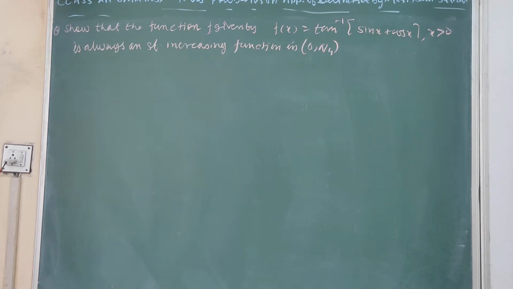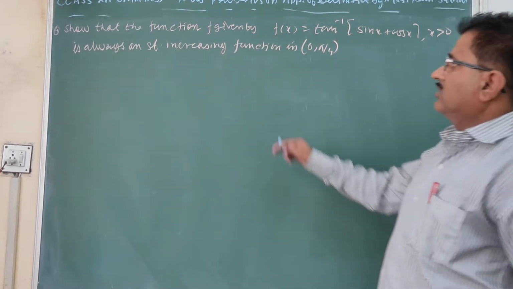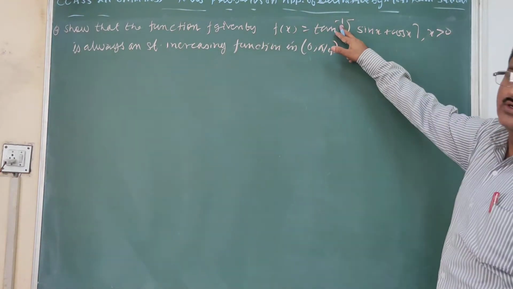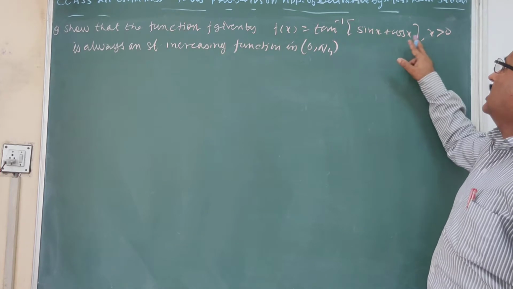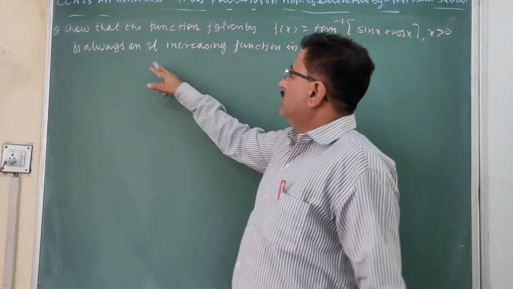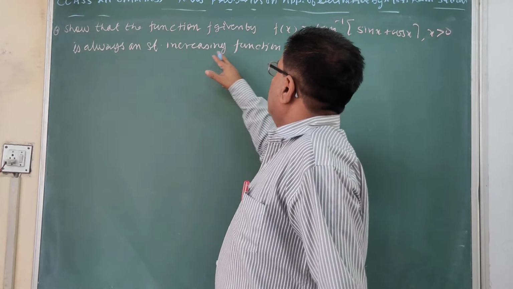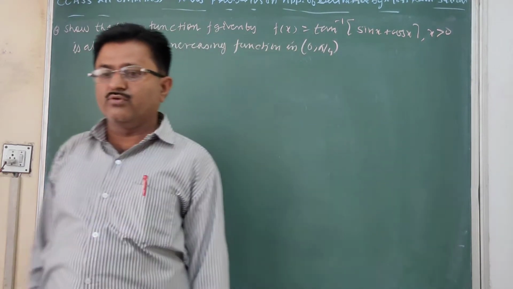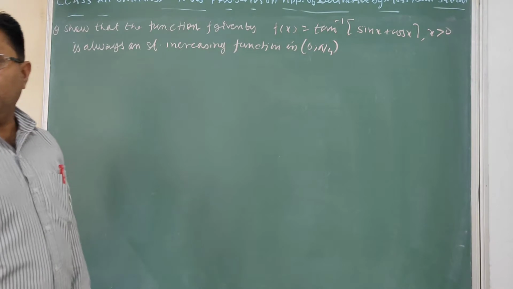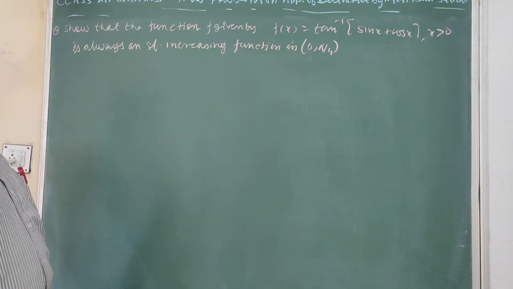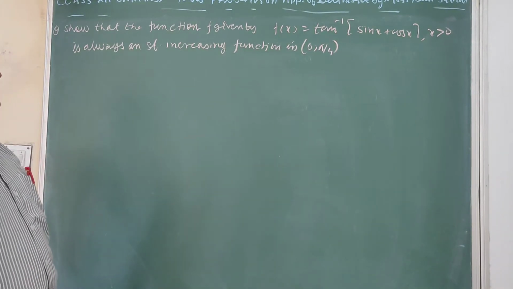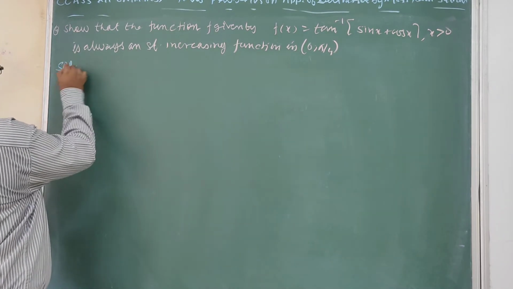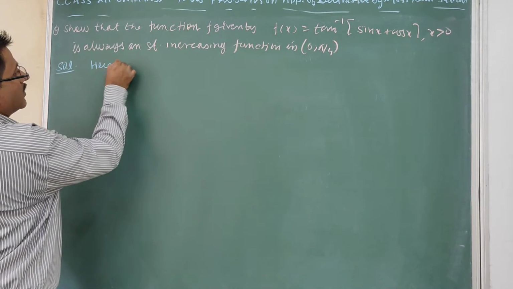So what the problem says: show that the function f given by f(x) equal to tan inverse of (sin x plus cos x), where x is greater than 0, is always a strictly increasing function in 0 to pi by 4. Clear? So for this you have to check whether it is increasing, then we find the derivative. So you can write the solution here.